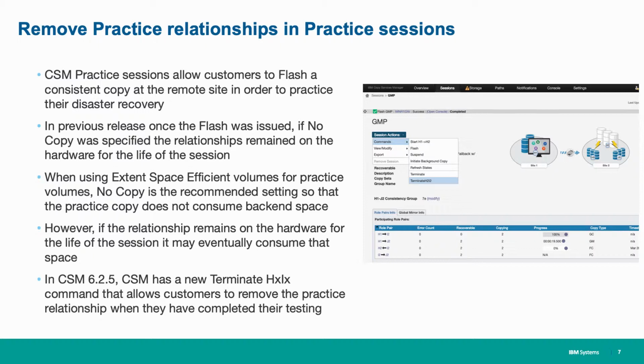And so the recommendation is to set no copy on that setting, because if you don't set no copy and you do the full background copy, you're going to consume that backend space even though you may not want to. So what we needed to do was allow customers to set no copy, do their flash, do their practice, but prevent that flash copy from staying out there forever and eventually consuming all their backend space. So what we added in 6.2.5 is a new terminate command that terminates just that flash copy relationship within the session. Let me show you how that's done.